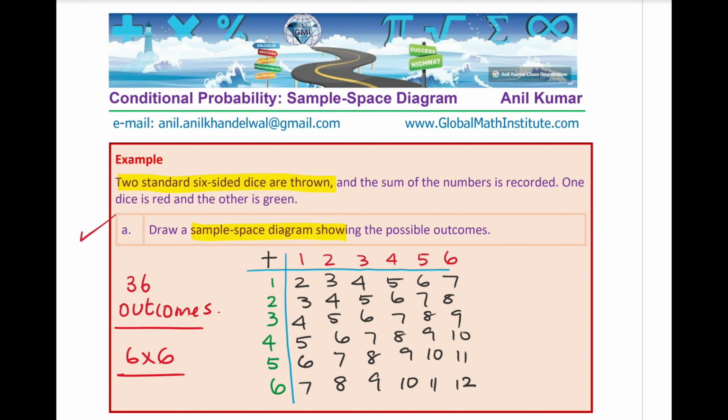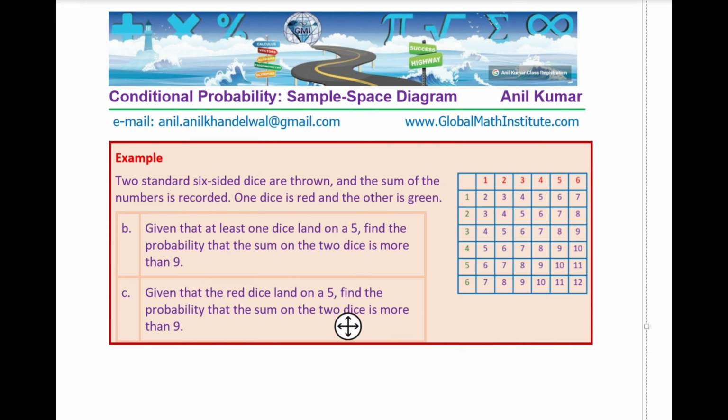Now, using this diagram, we can actually solve part B and C. Let us see how. For convenience, I have again sketched here the same sample diagram, and we'll try to solve the question, which is answering part B and C. Part B is, given that at least one dice lands on 5, find the probability that the sum of the two dice is more than 9.